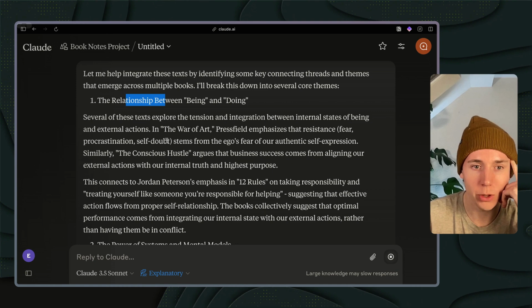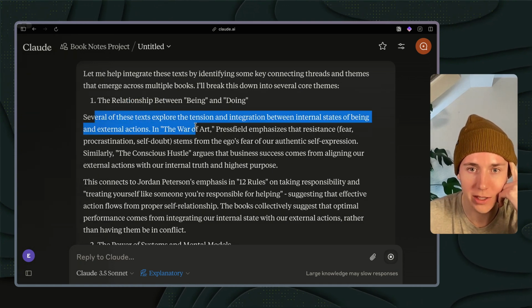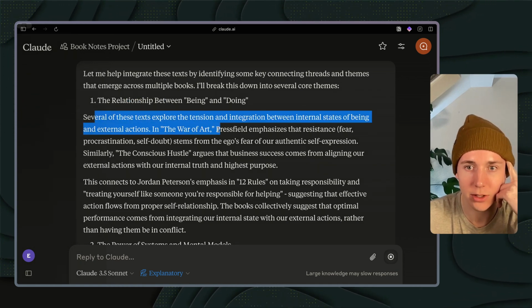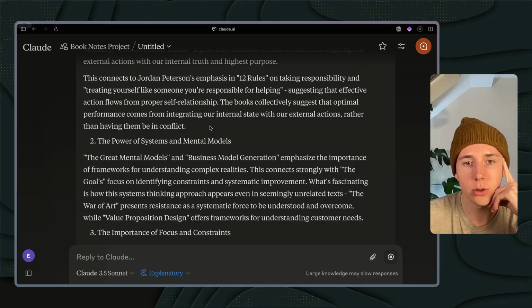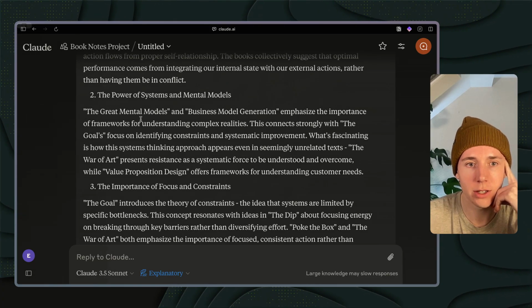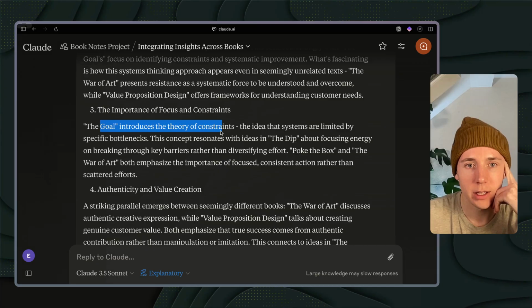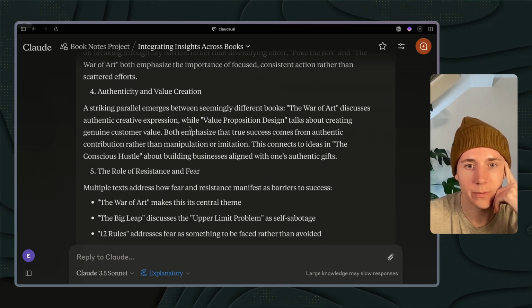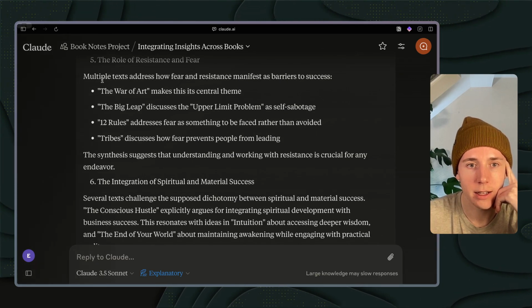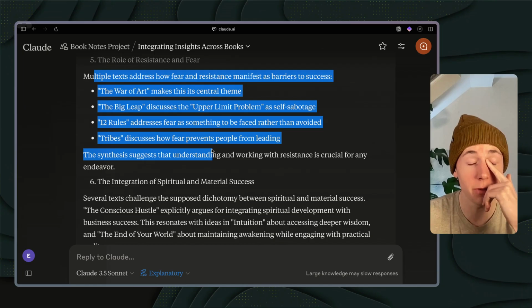The relationship between being and doing. Several of these texts explore the tension and integration between being and doing. This connects to Jordan Peterson's work. This connects to Great Mental Models, Business Model Generation. This talks about theory of constraints. You can see it's just helping me see the themes of these texts.